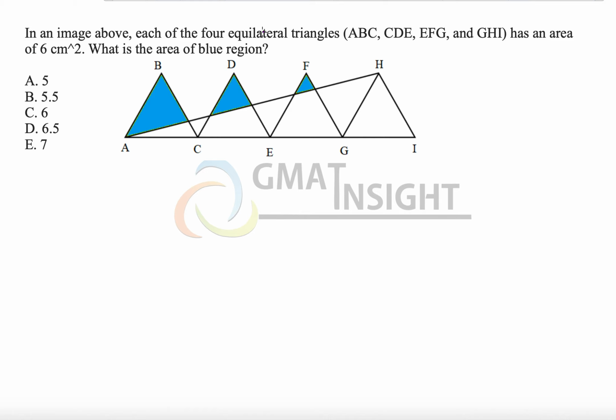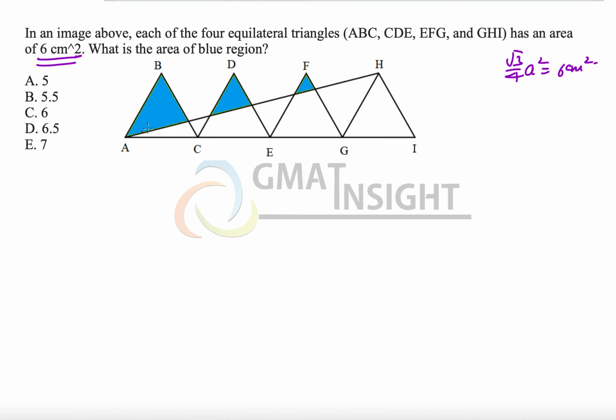In an image here, each of the four equilateral triangles ABC, CDE, EFG and GHI has an area of 6 cm². So we can equate the area of an equilateral triangle, root 3 by 4 of side squared, with 6 cm² to find the length of the side, but that's not the objective here. What is the area of the blue region? So we have to concentrate on the blue region.